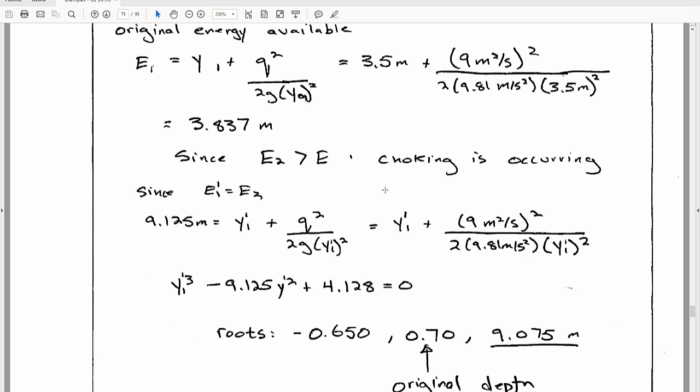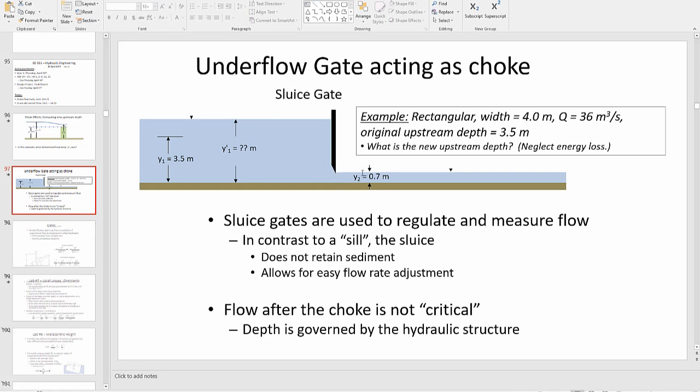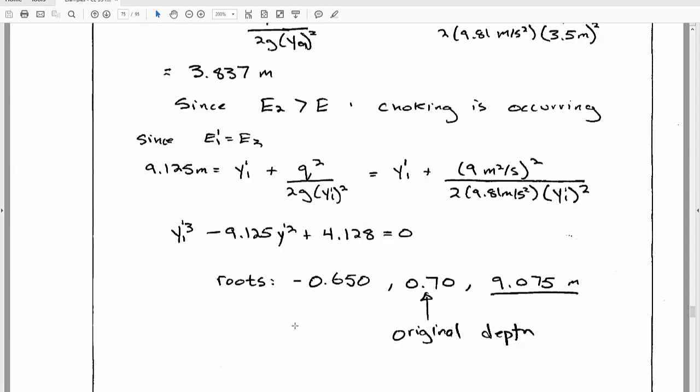So the three roots, if you put that into your solver: one of them negative, one of them the original flow depth, and then the other, this 9.075 meters. That is how deeply the water is going to have to pool so that there is enough pressure to push the water out at the velocity that we expect for steady conditions, and associated with that, the flow depth of 0.7 meters. So this will be our new depth, 0.9075 meters.